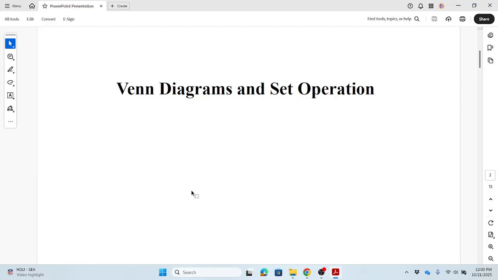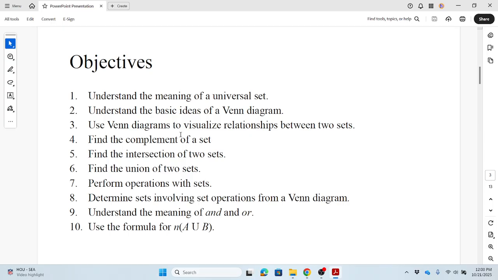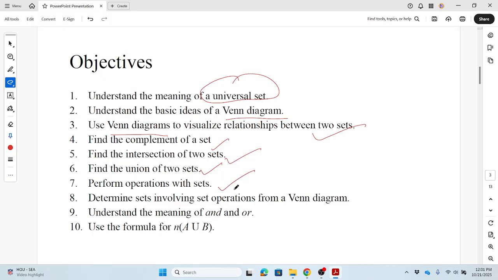Venn diagrams and set operations. These are the objectives. We will start with the universal set, and then we're going to talk about the Venn diagram. We use the Venn diagram to visualize the relation between two sets. We're going to find out the complement of a set, the intersection of two sets, and the union of two sets. We do operations between sets.